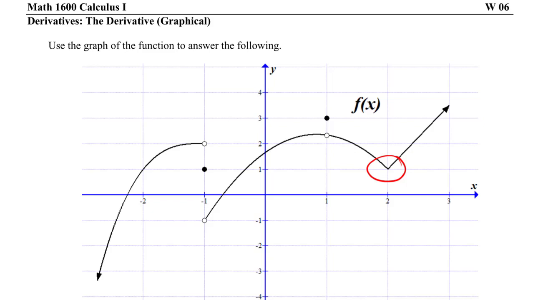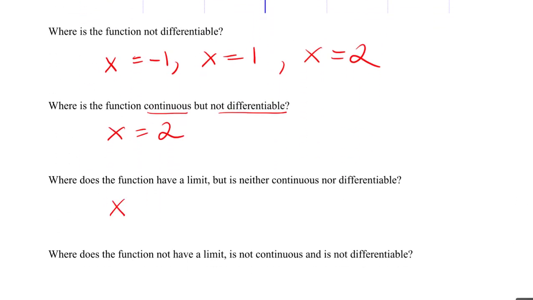All right, now if we look here at 1, we see there is a limit because we're headed to the point there. There is a limit of the function, but it's neither continuous nor differentiable there. At the point at x equals 2, it was at least continuous. It just wasn't differentiable. It has a limit, and it was continuous, but it wasn't differentiable. So x equals 1 is a place that had a limit, but is neither continuous nor differentiable.